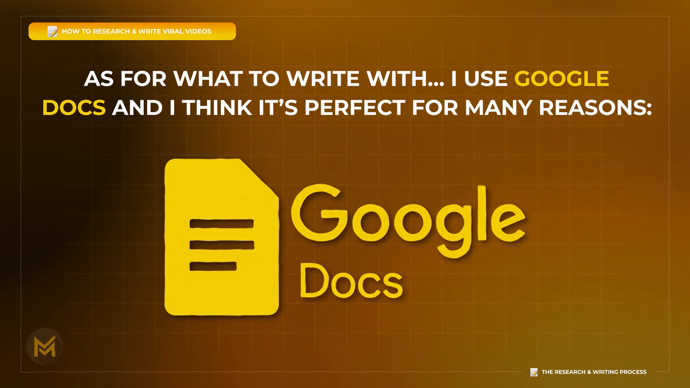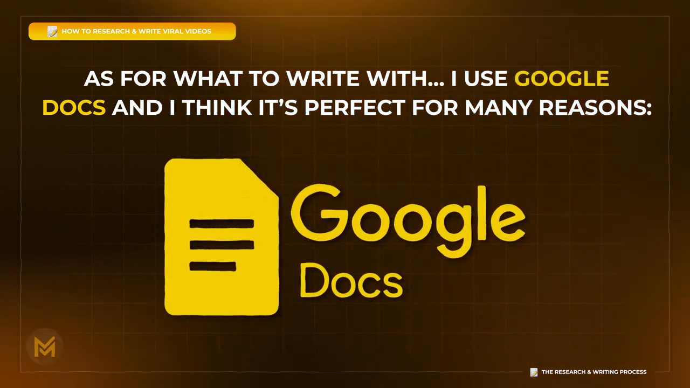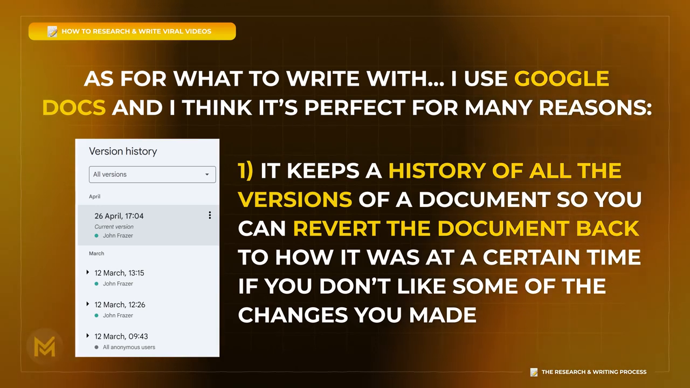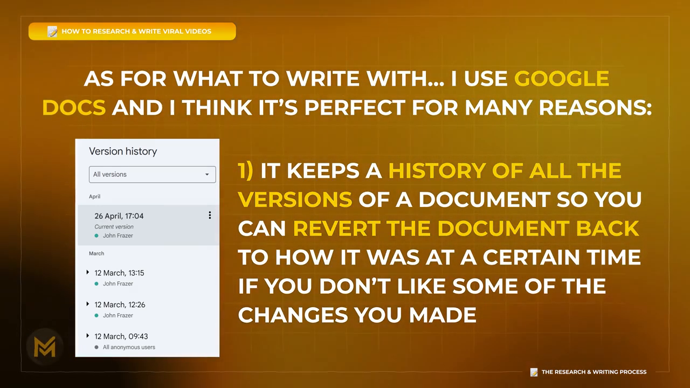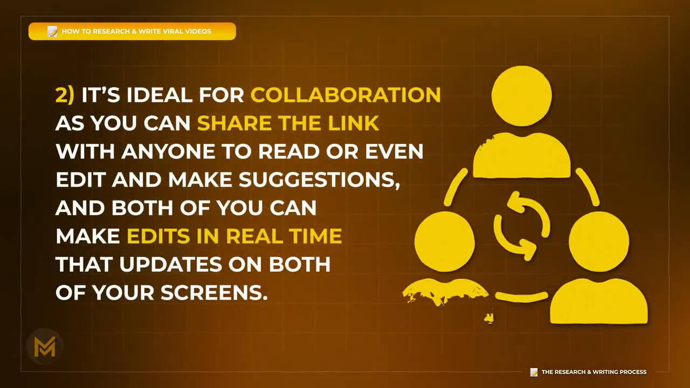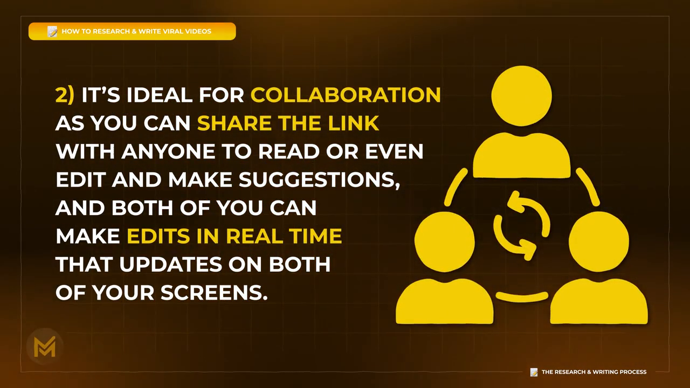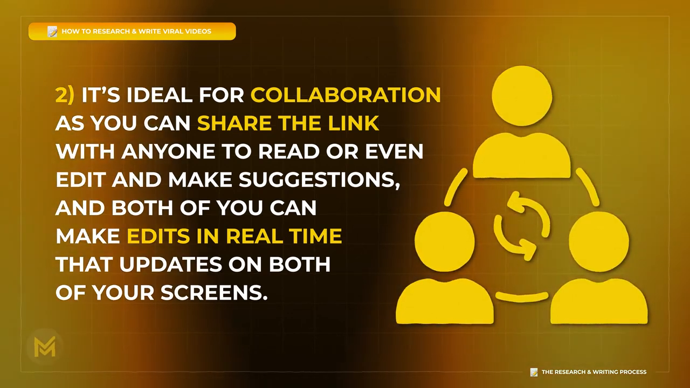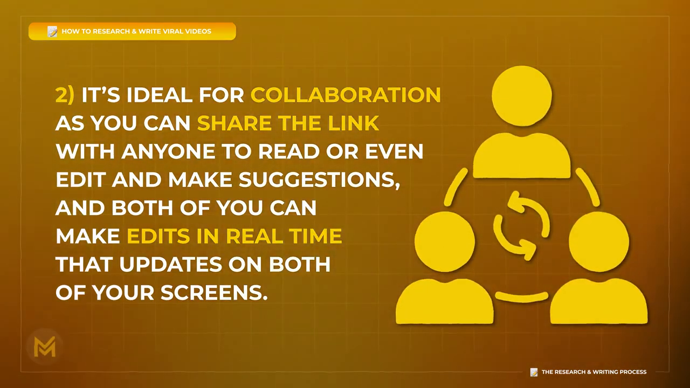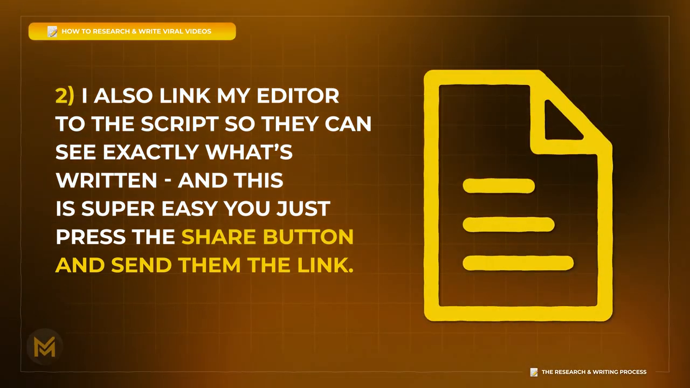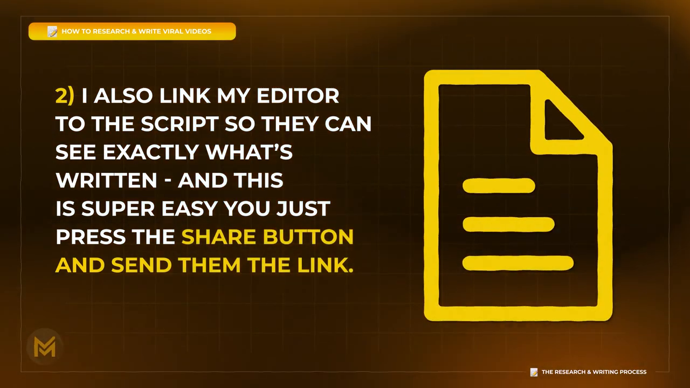Now, as for what to actually write with, I use Google Docs, and I think it's perfect for many reasons. Number one, it keeps a history of all the versions of a document, so you can revert your document back to how it was at a certain time if you don't like some of the changes you made. Number two, it's ideal for collaboration, as you can share the link with anyone to read or even edit and make suggestions, and both of you can make edits in real time that updates on both of your screens. I also link my editor to the script so they can see exactly what's written, and this is super easy. You just press the share button and send them the link.